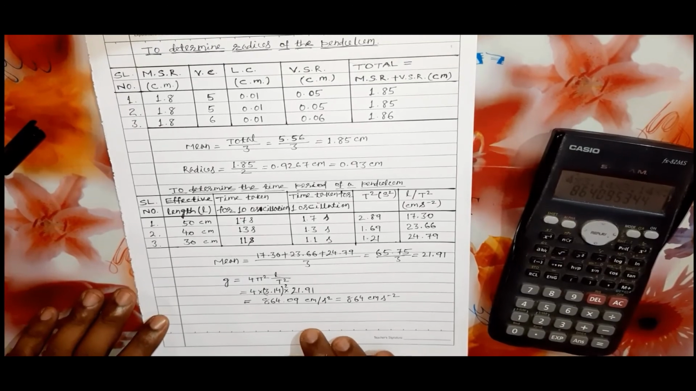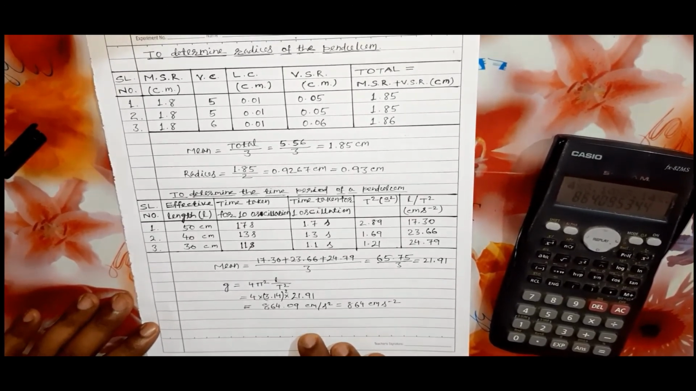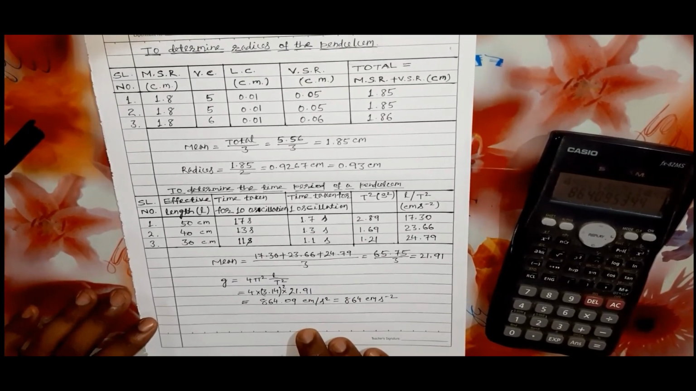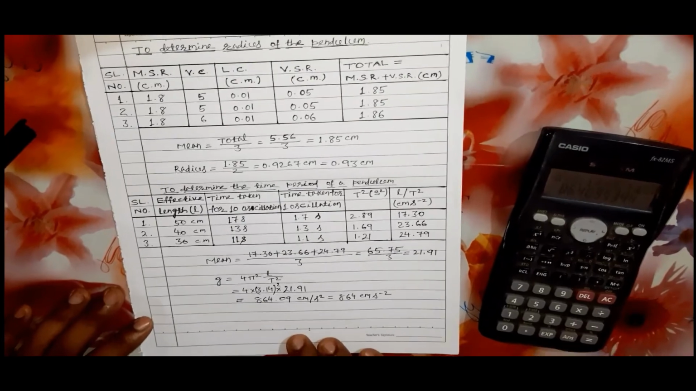So now children, you have understood how to get the value of g using the simple pendulum. Now you have to write it in your physics practical copy. In PDF form I will send this tabulation sheet and you have to write it.